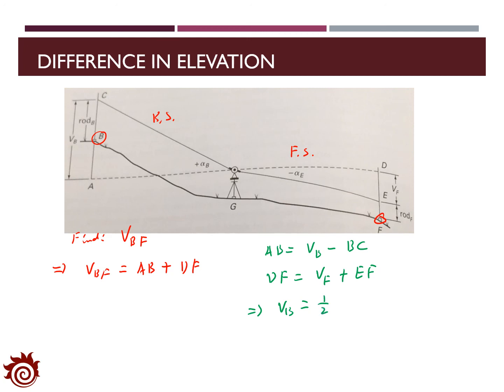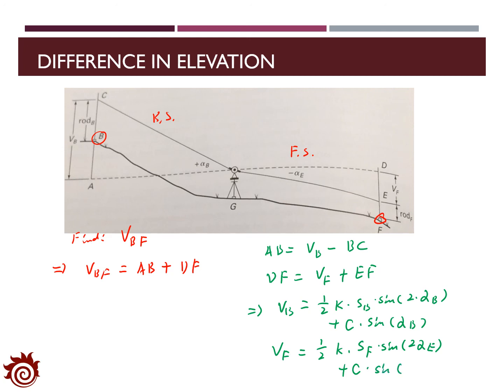a half of K times the interval at the point B times sine 2 times alpha B plus C times sine alpha B. Similarly, we have VF as a half of K times the interval at F times sine 2 alpha F plus C times sine alpha F.